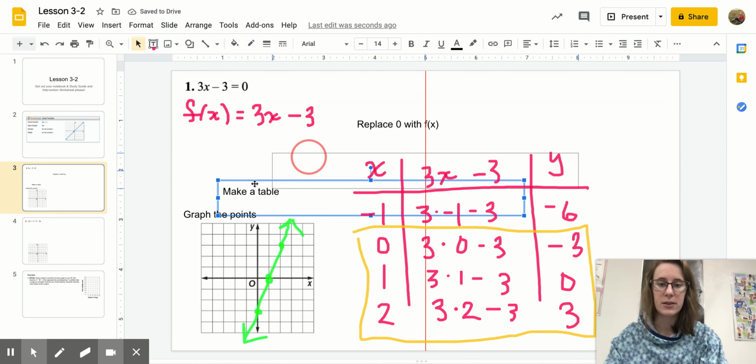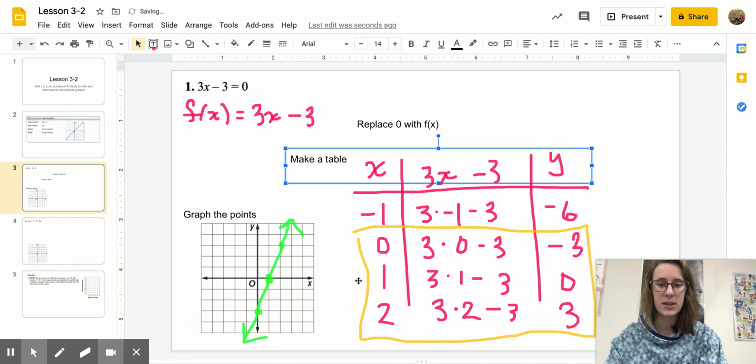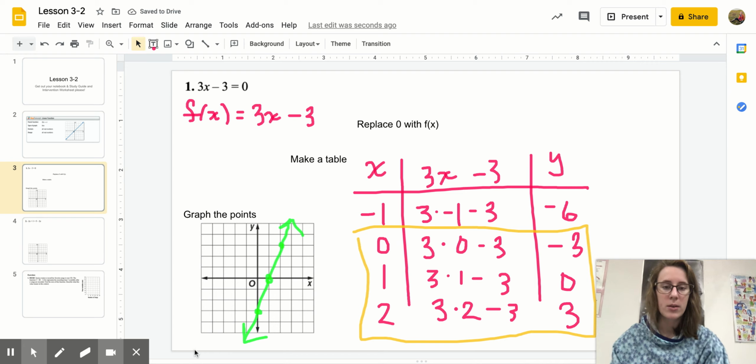So those are just kind of little notes to ourselves saying what we just did. Replace 0 with f of x, make a table, and then graph the points. I'm going to show you one more example of that on the next slide. If you need to still write this down, pause this video now so that you can finish.